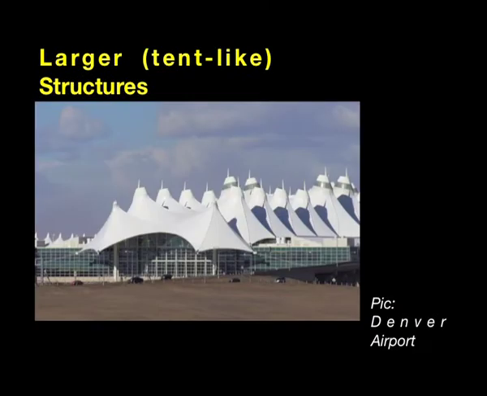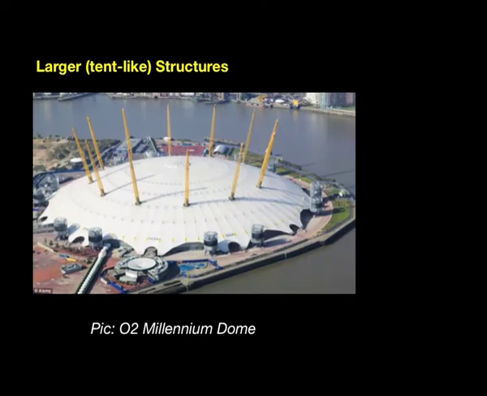Let us look at larger tent-like structures. Larger structures like this, a picture of Denver airport, are inspired by little tents, and the whole structure of the airport is comprised of many such tents. But this type of large structure is not called a tent structure anymore, because tents are typically small, but these structures are now called tensile structures.